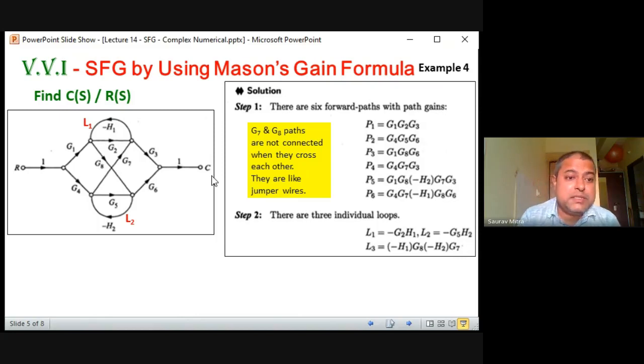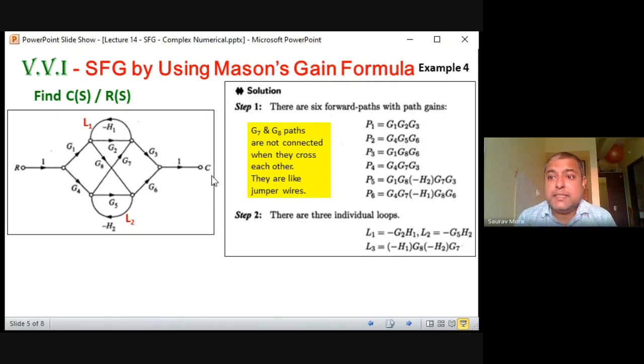So P1 is G1, G2, G3, very simple. P2 is G4, G5, G6, very simple. P3 is G1, G8, G6, this is a crisscross. And P4 is G4, G8, and G7 and G3. This is also crisscross. And the most complex are P5 and P6. So what is P5? P5 is G1, G8, minus H2, G7, and G3. And what is P6? It is G4, G7, minus H1, G8, and G6.